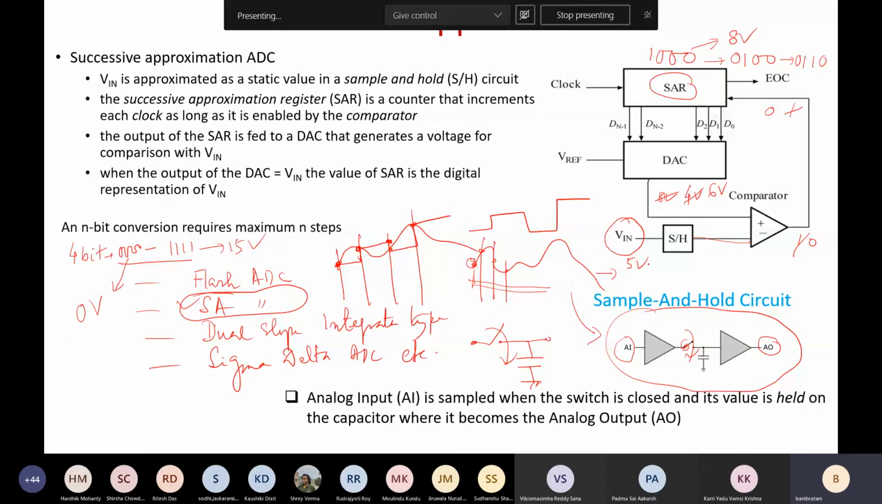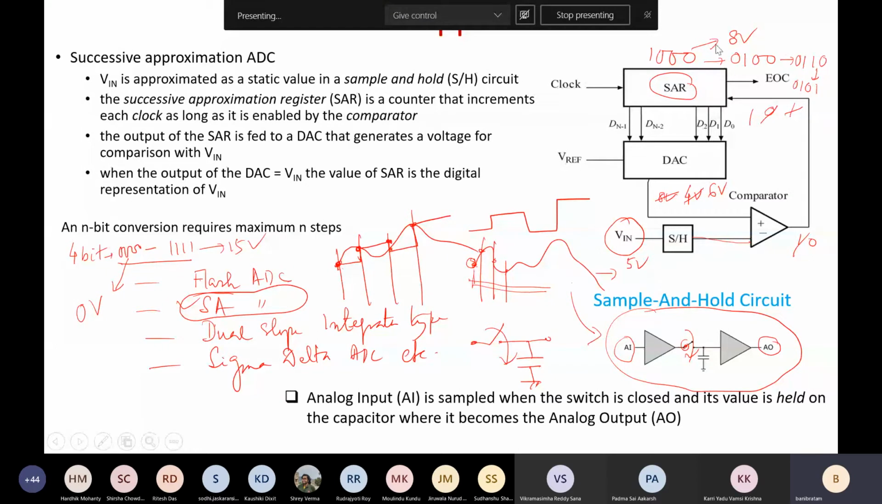So 6 volt and 5 volt will be compared, and here this 6 volt is more, so instead of 0 you will get 1 over here. Then it can see that it has got 1, which means whatever 0110 is stored here is more than my analog input, so it will decrement it. What will be the corresponding decrement? 0101, because this is the logic by which increment and decrement happens.